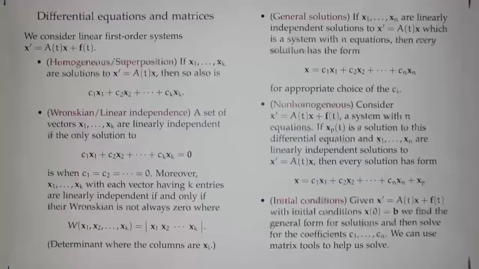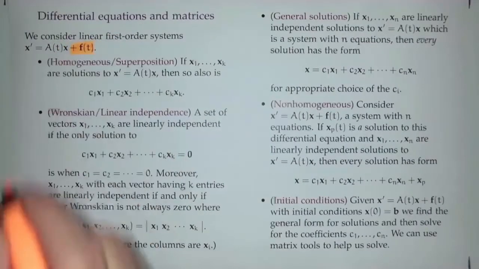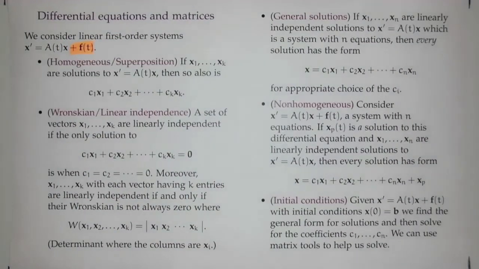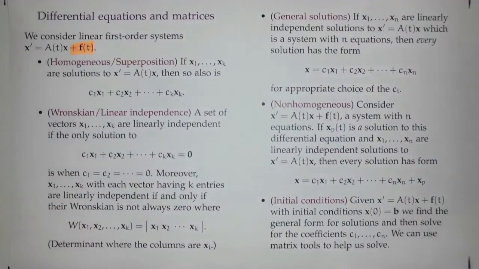First off, let's focus on the homogeneous case. The homogeneous case says this little part on the end, set it equal to 0. So the homogeneous case is x prime equals A of t times x. And it says, suppose you have some solutions to that case. Then what can we do with them?